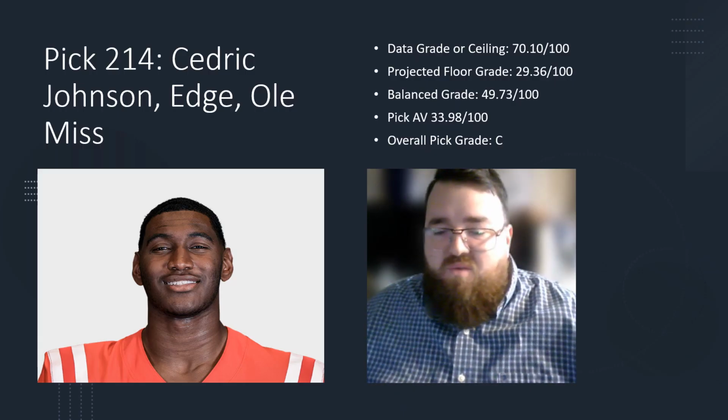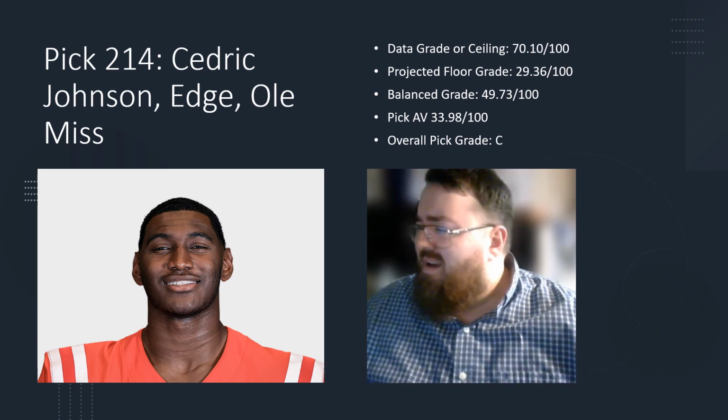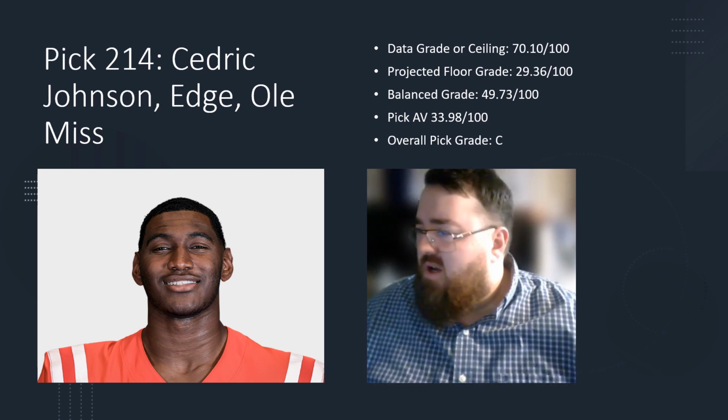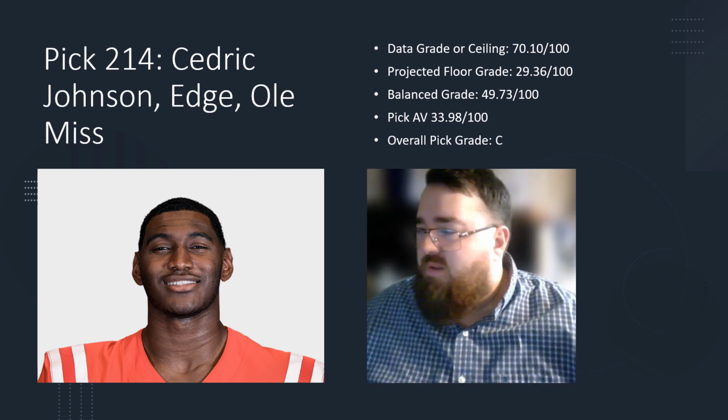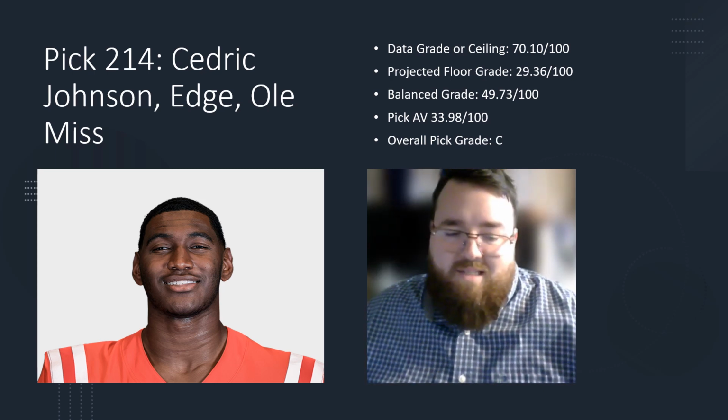Then we get to pick 214, Cedric Johnson, edge out of Ole Miss. His data grade is 70.10 out of 100. Projected floor grade is 29.36. Balance grade is 49.73 with a 33.98 AV score. I would give this overall pick grade a C based on his data grade ceiling.